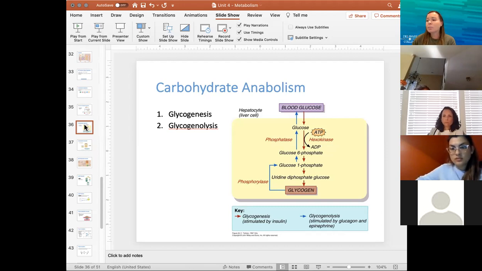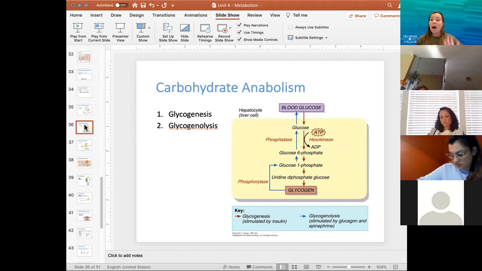And that process, glycogenesis, is promoted by insulin. So when your body releases insulin, it's going to cause that reaction to happen. It's going to cause glucose molecules to link together and to become glycogen. So that is caused by insulin.